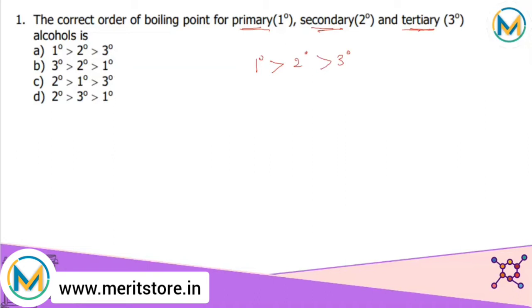So correct answer, let's see if we have any similar pairs. It's there in only option A, that is primary, secondary and then tertiary. So correct answer for this question is option A.